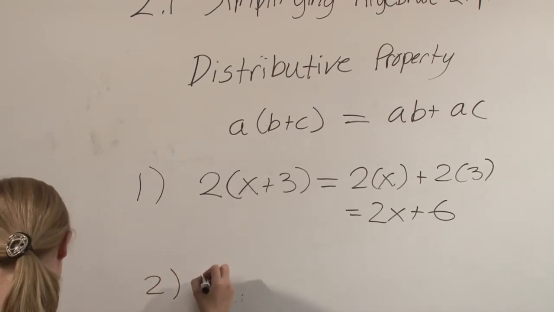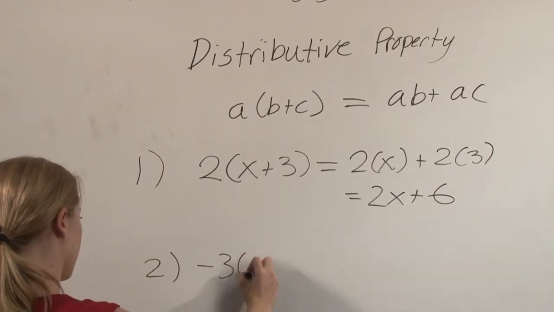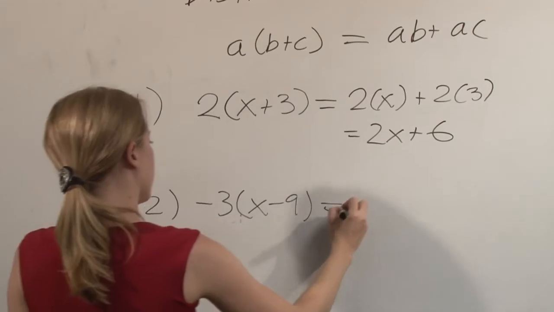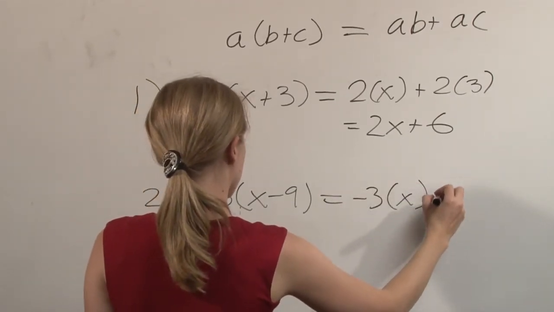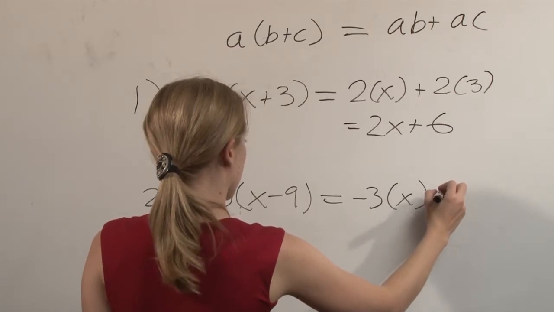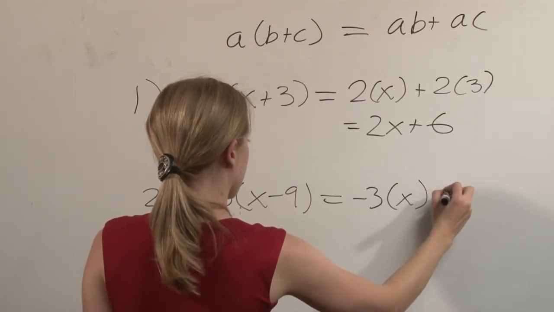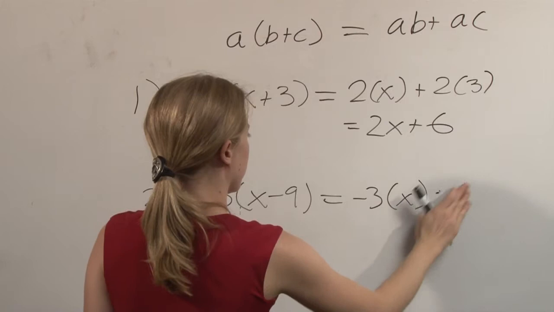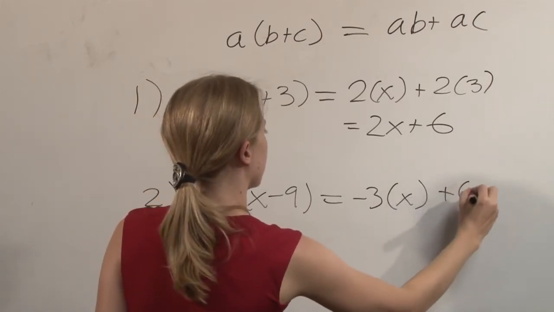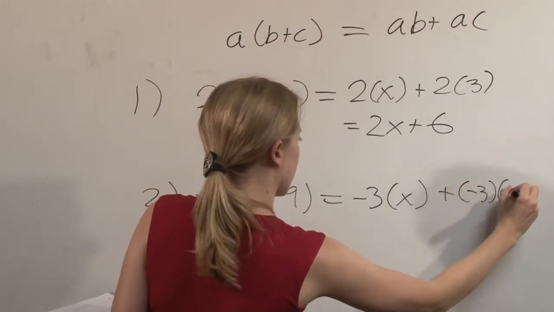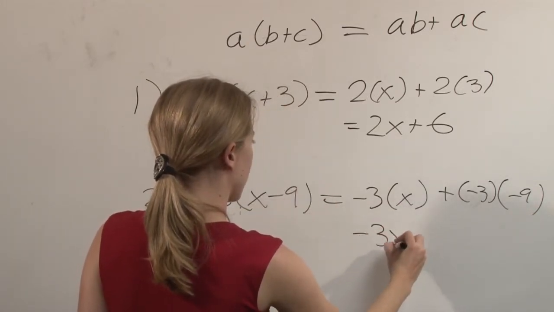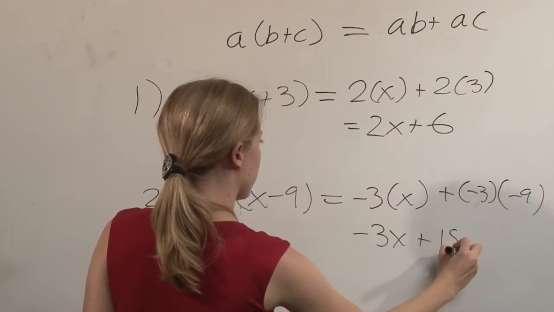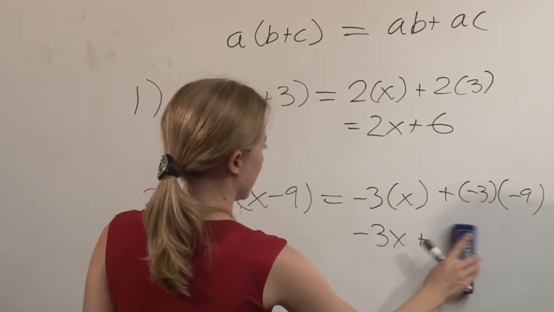Or if I had negative 3 times x minus 9, that would be like negative 3 times x. I'll do plus minus, so plus negative 3 times negative 9. So that's going to be negative 3x plus 27.